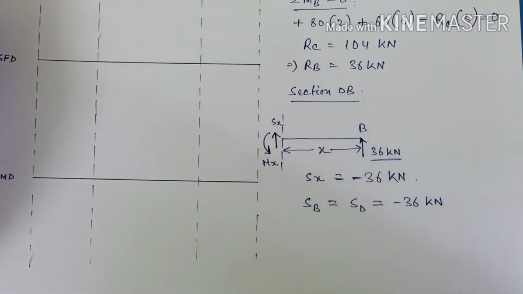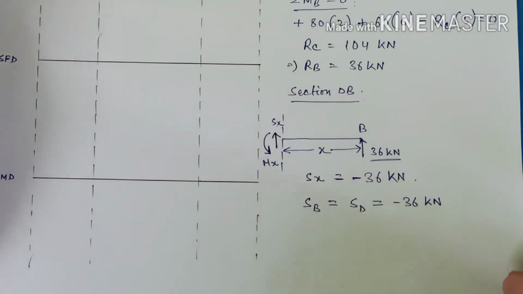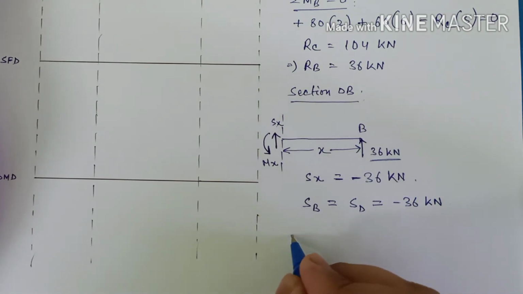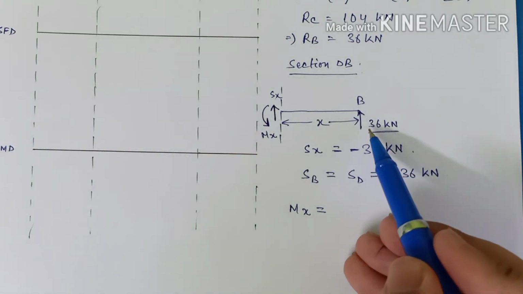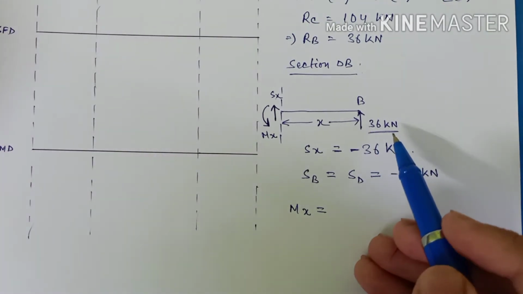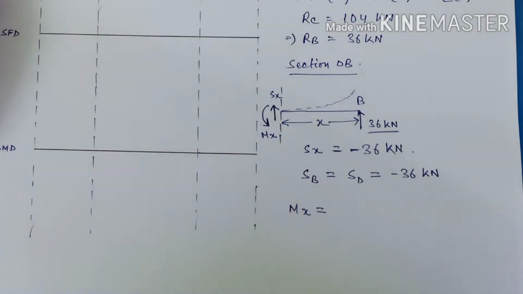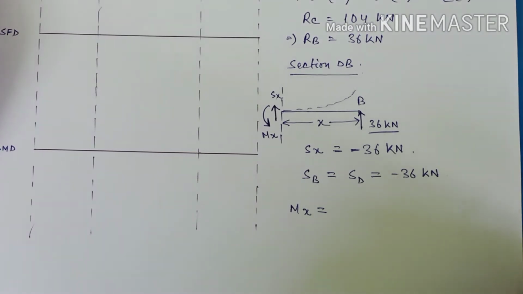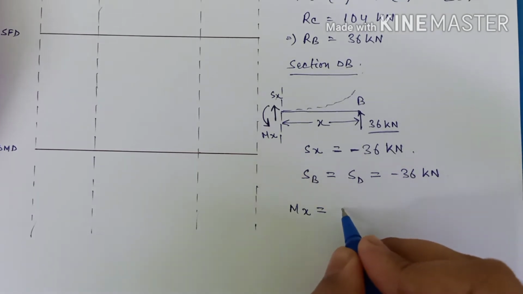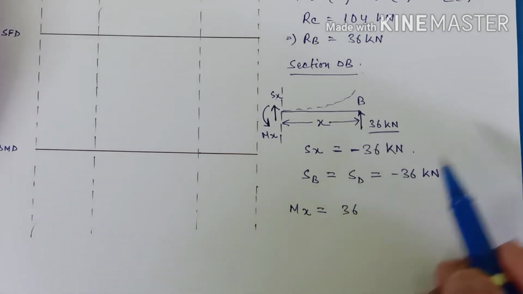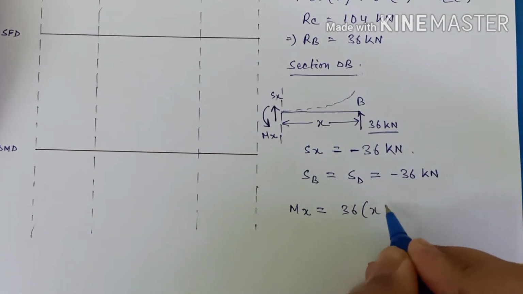So let us first find out the bending moment, then we will mark this in the SFD and BMD. So now the bending moment. MX will be equal to, see, this 36 kilonewton force will try to bend the beam like this, right? So this is known as sagging. Sagging is positive, so MX will be equal to 36, and what will be the value of moment? 36 multiplied with X, that is 36X.